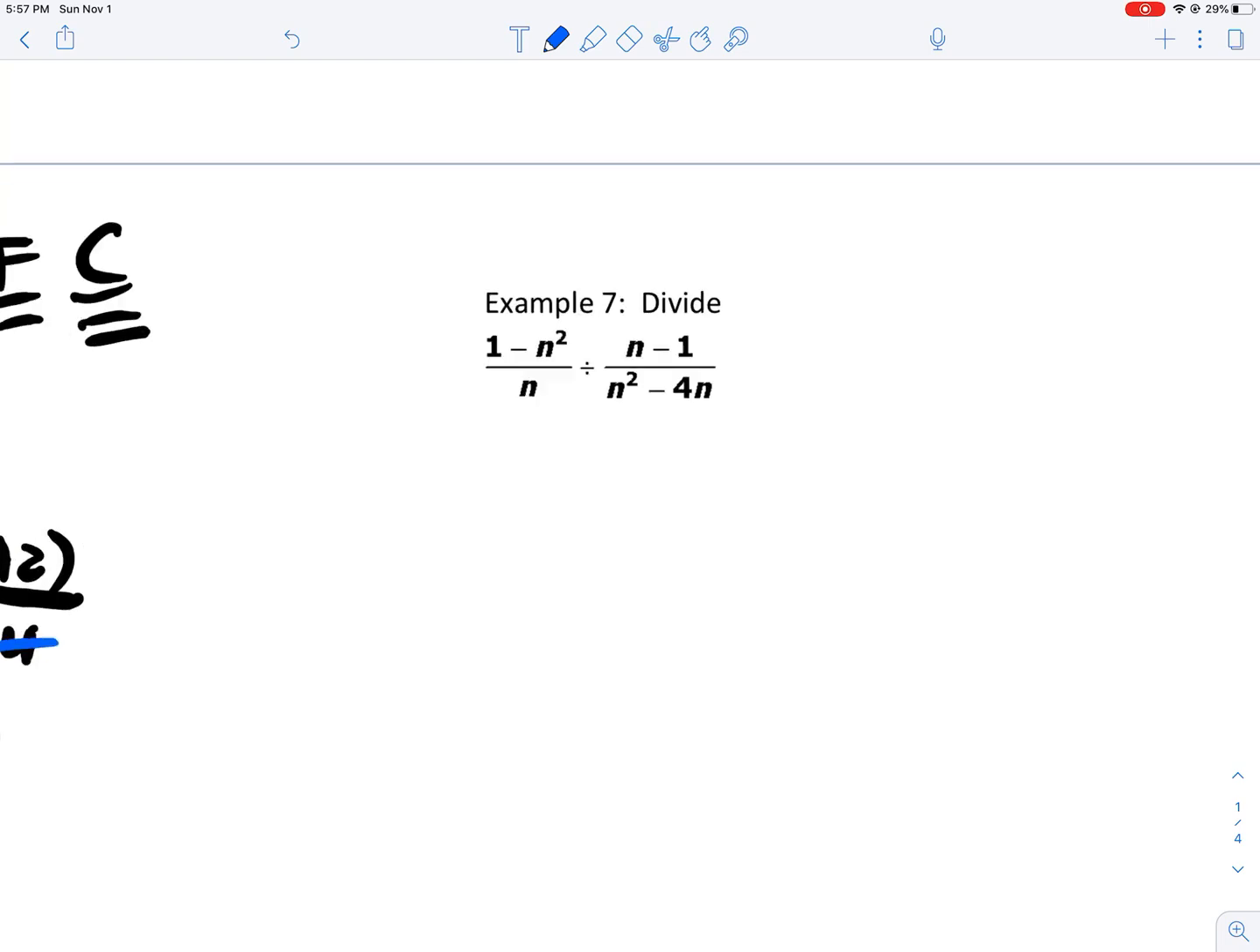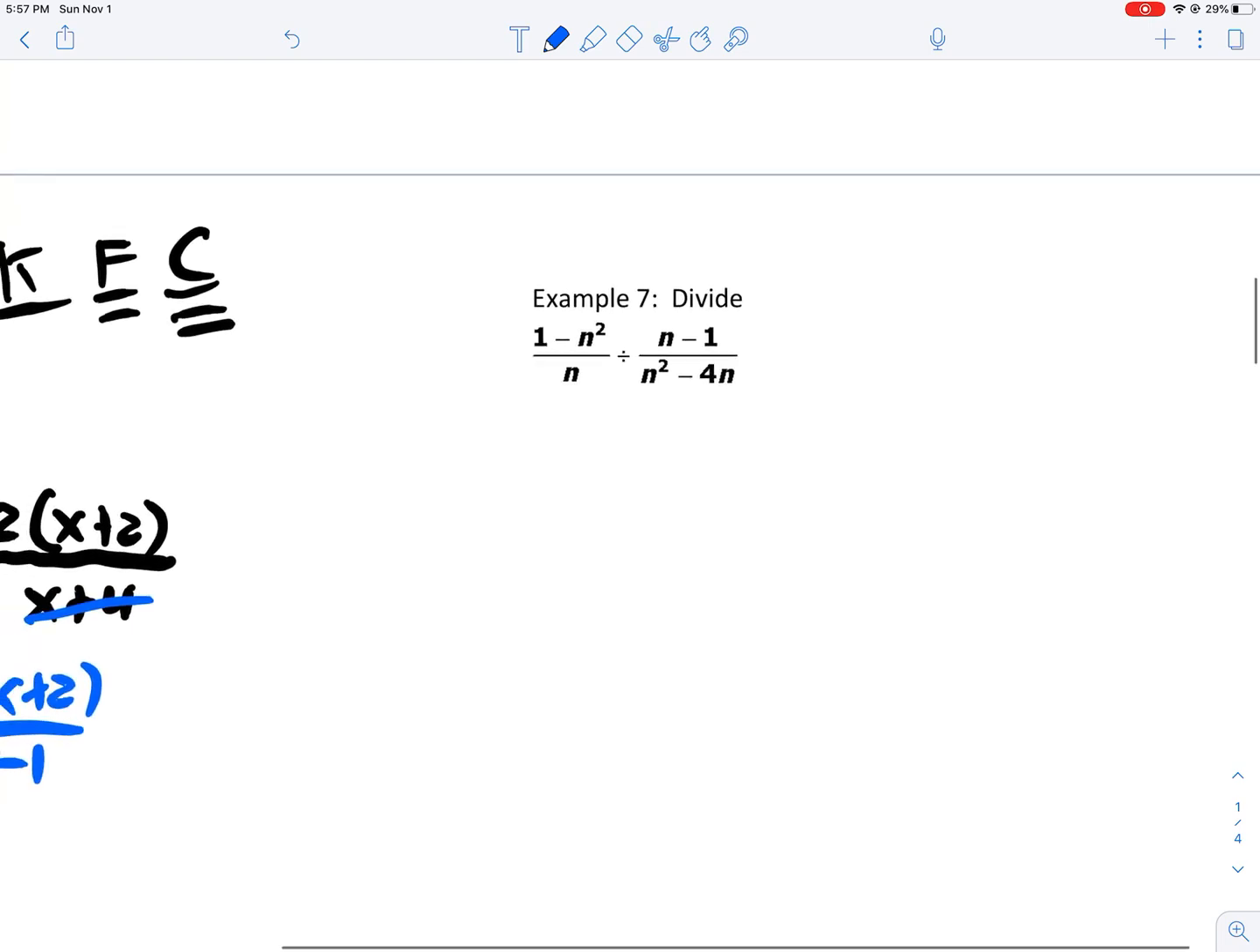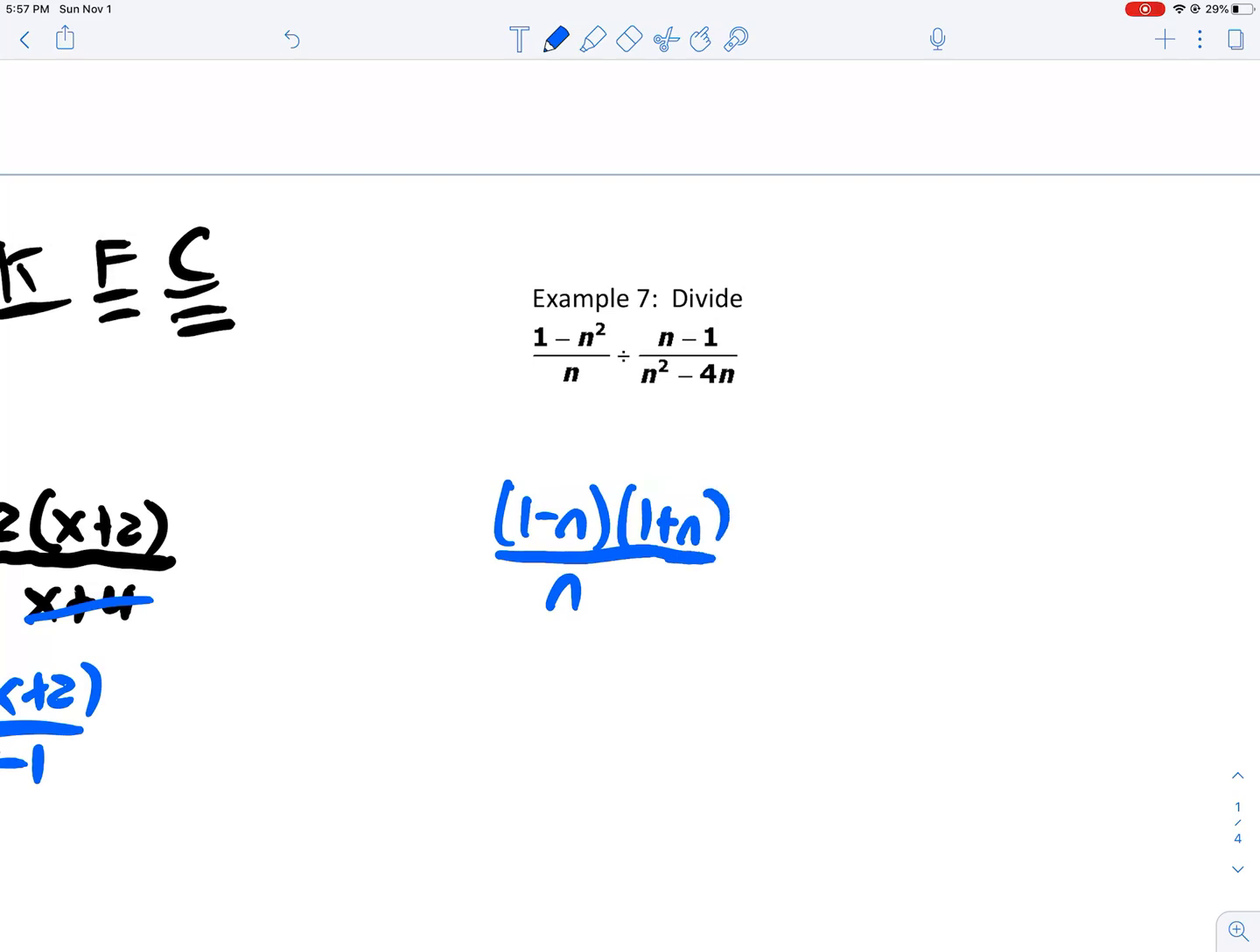Okay, example 7. So we can keep the first fraction. That's a difference of squares though, 1 minus n and 1 plus n. Take the reciprocal, so this is n minus 1. And I can factor out an n from here. So you have n minus 4. And change the sign of multiplication. Keep, flip, change.